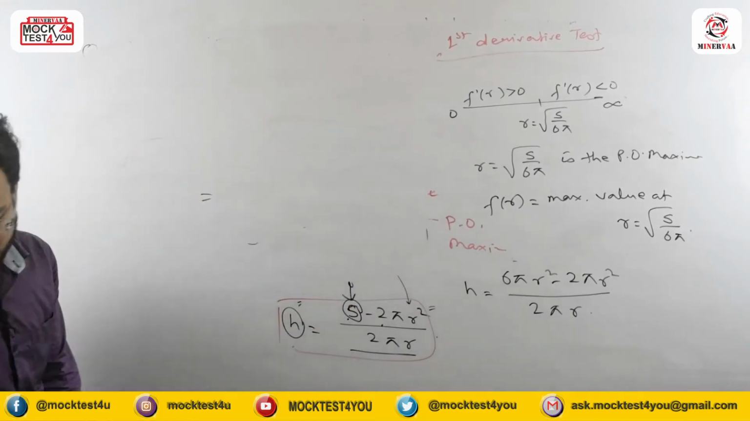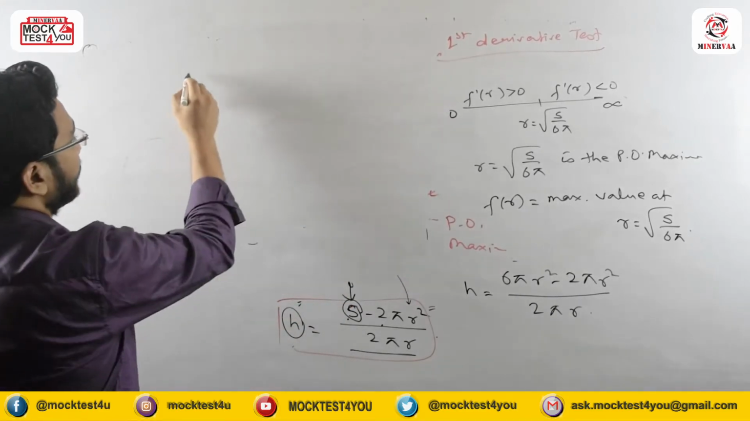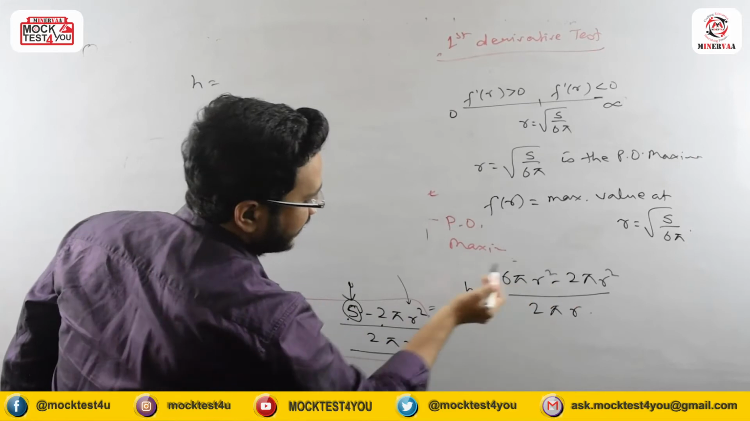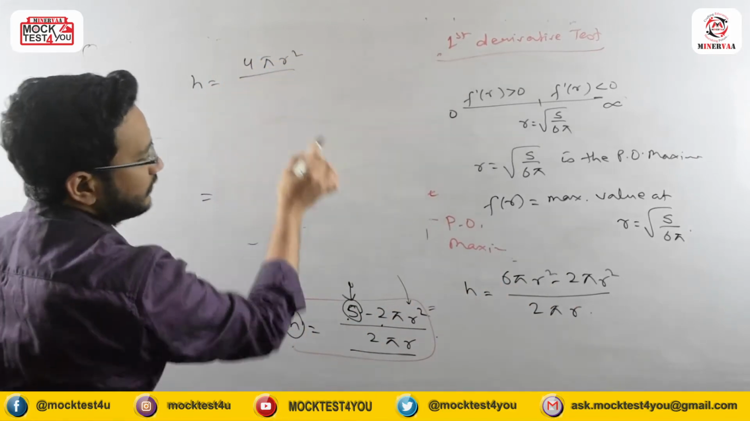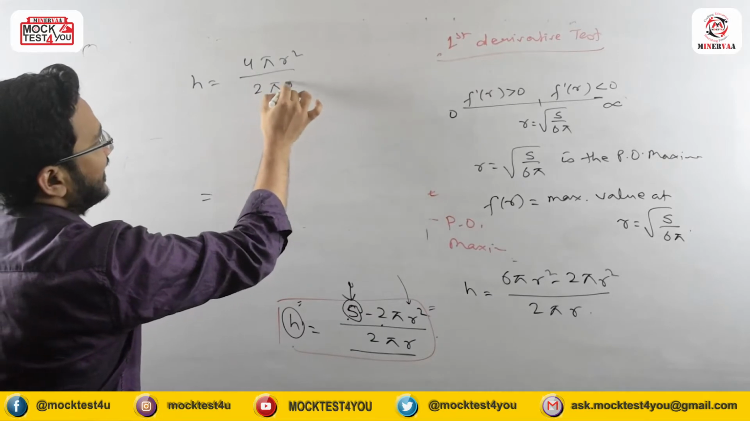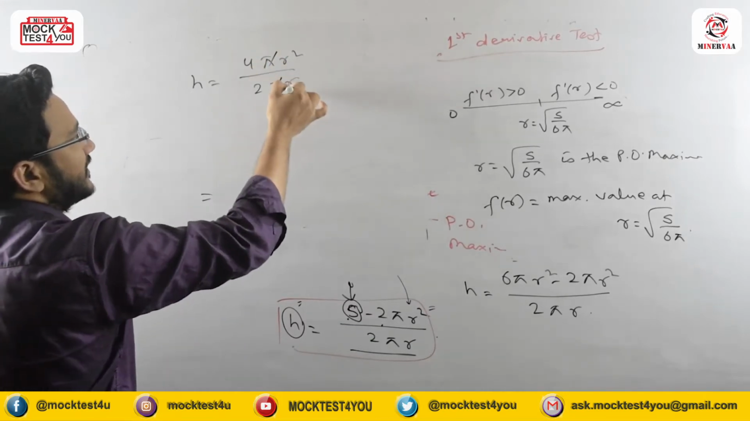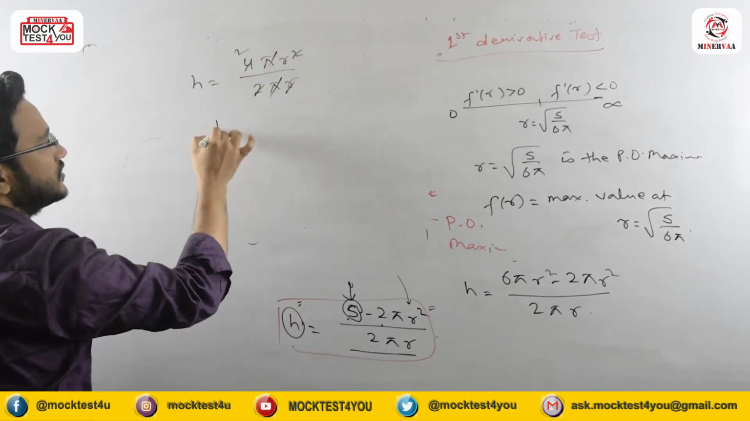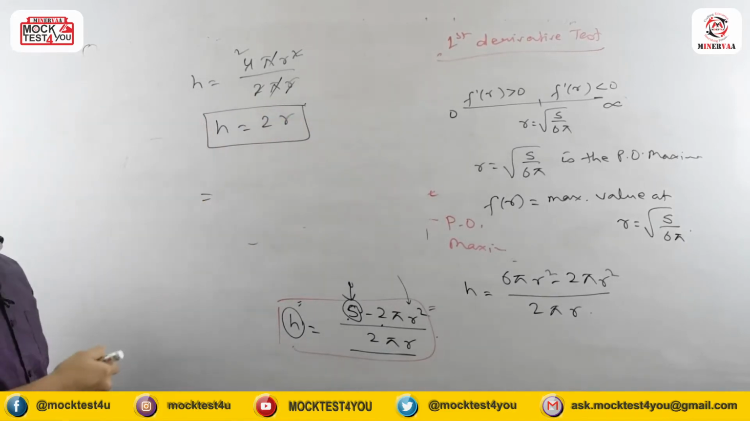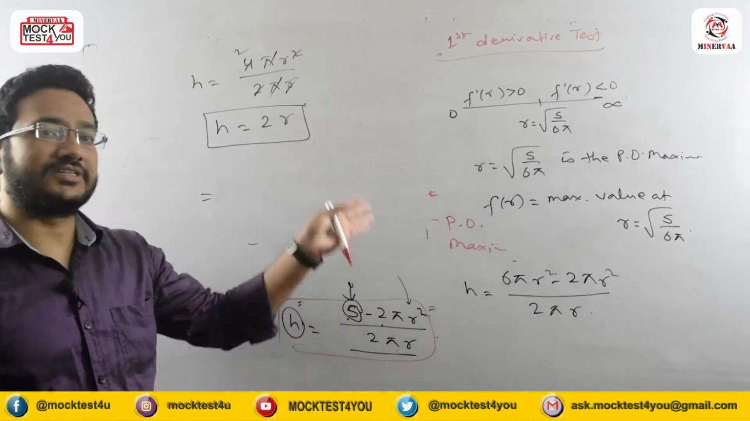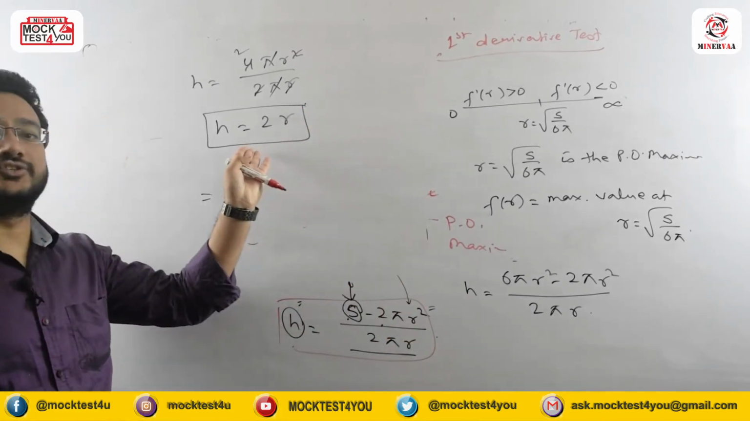After simplification, h will be equal to 6 pi minus 2 pi r square, which will give you 4 pi r square divided by 2 pi r. This pi and pi cancel, and one r cancels. So what are you getting? h equals 2r, and that's what you have to prove. Only 2 steps it took to prove h is equal to 2r.